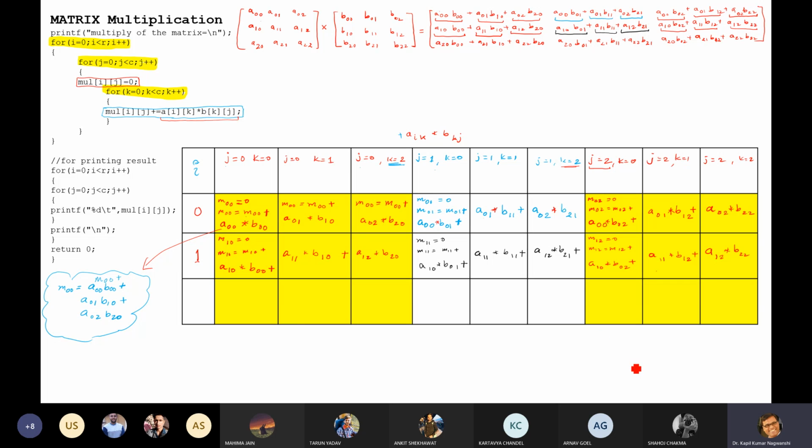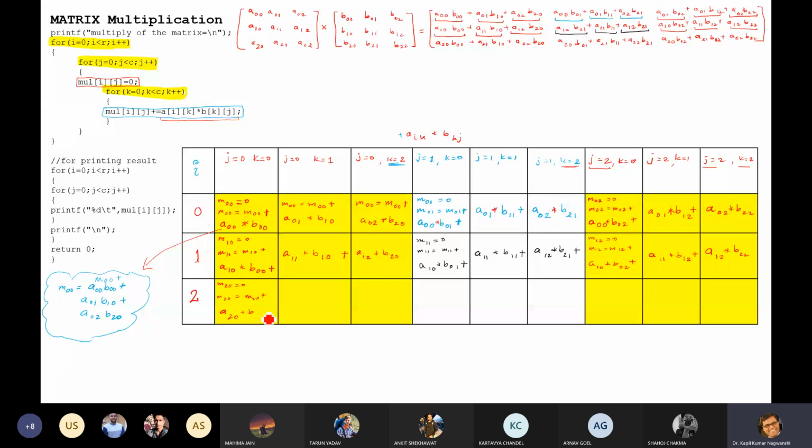Fine. Now the j is also completed, k is also completed. So next loop will start, and this is I equals 2. This is our last jump. Now, whenever we are changing the value of j, automatically it will become m20 equals 0. Then m20 equals m20 plus a, what is the value of I? 2, k 0 multiplied by b 0, 0.